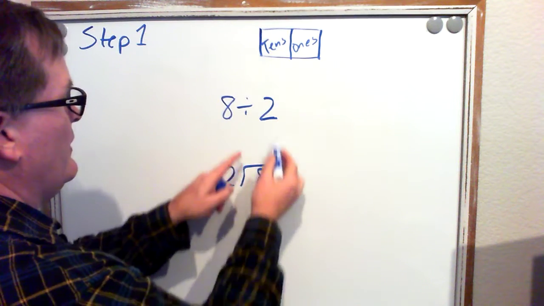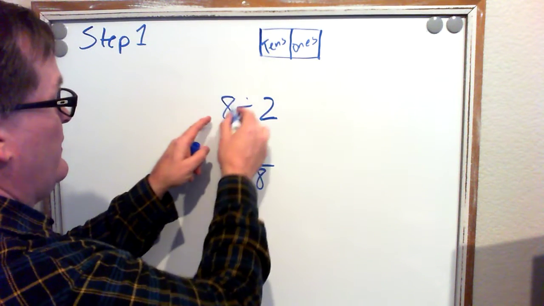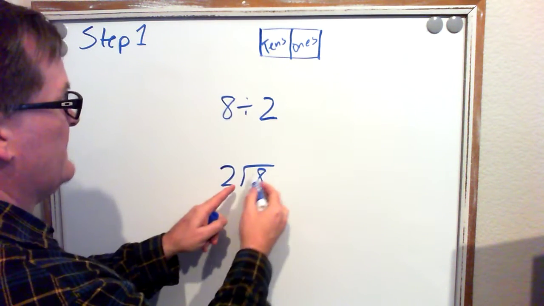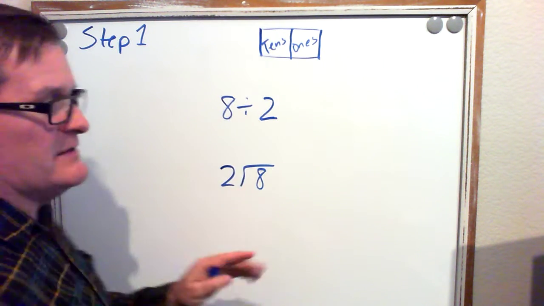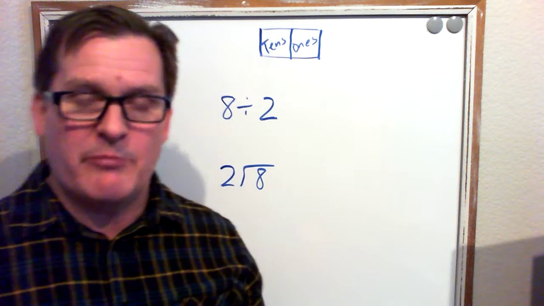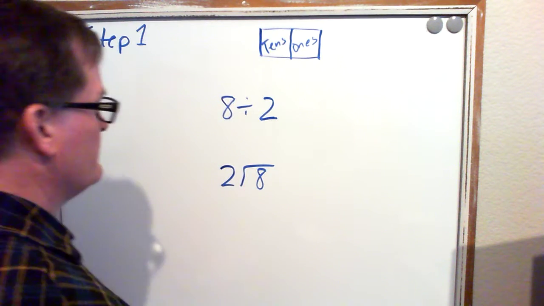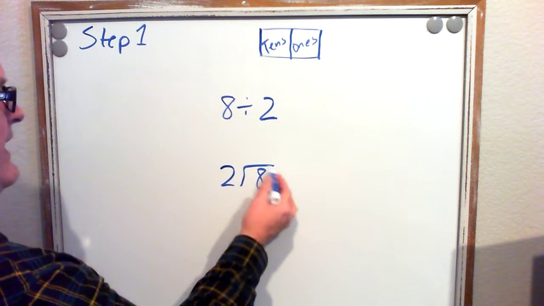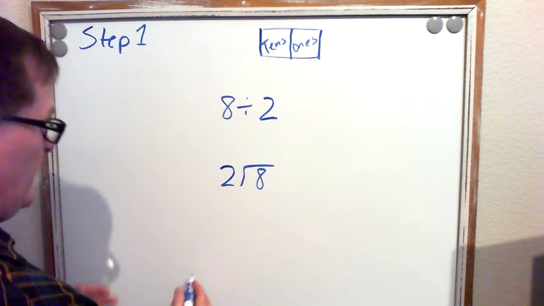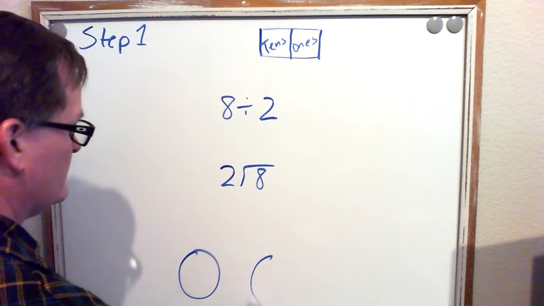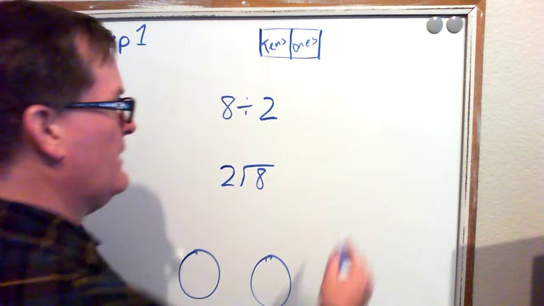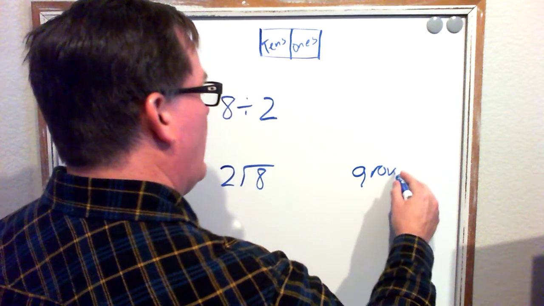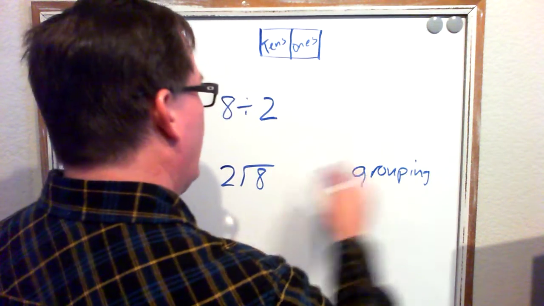The 8, what you're dividing, the number you're breaking apart, goes inside because you're dividing it up. The number you're dividing by goes on the outside because that's how many groups you're separating it into. And what this is really telling me is if I have 8 of something and I put it into 2 equal groups, how much will be in each group? When we divide, we're grouping. When you divide, nothing goes away.